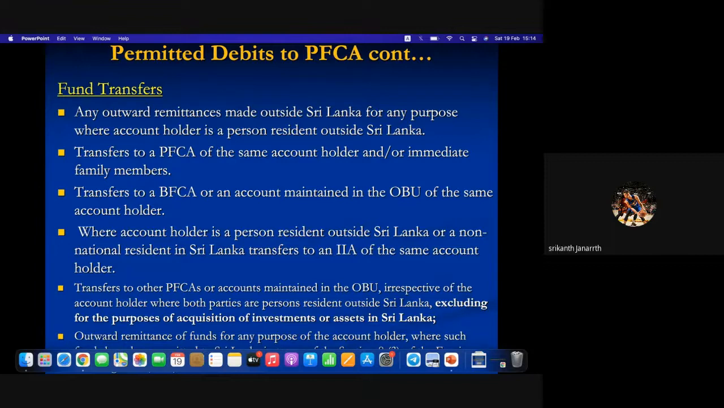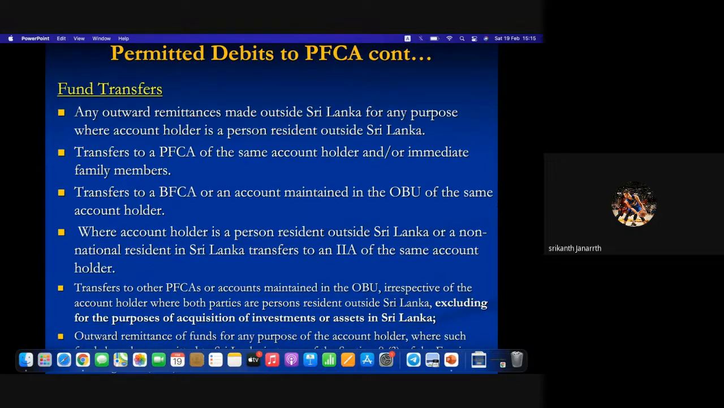You should give two examples for both categories. Different categories come here, and you need to give an appropriate example. Non-national here means an Indian doctor. Take the example of an Indian doctor who wants to invest in some shares in Sri Lanka. He can transfer from his PFCA to his IIA of the same account holder. There is a Sri Lankan in Australia who also wants to invest in IIA. He can also tell the bank to transfer from his PFCA. So there are two people giving you instructions to transfer to an IIA account, one a non-national, one a person outside Sri Lanka. Where the account holder is a person resident outside Sri Lanka, that means the Sri Lankan in Australia, or a non-national resident in Sri Lanka, that means the Indian doctor, both want to invest in IIA. Simple as that, right?